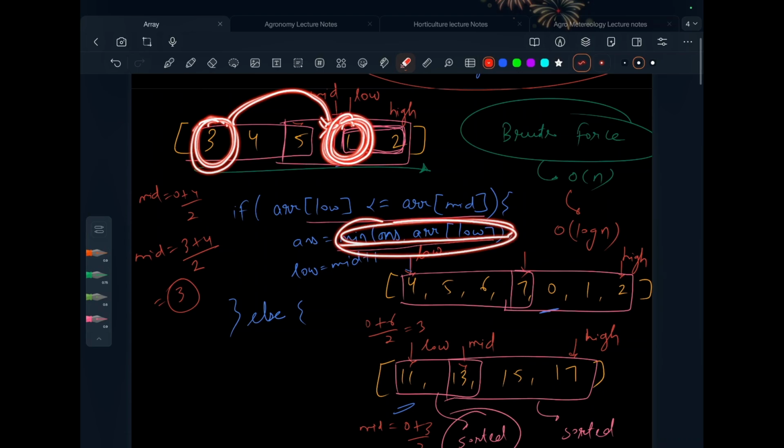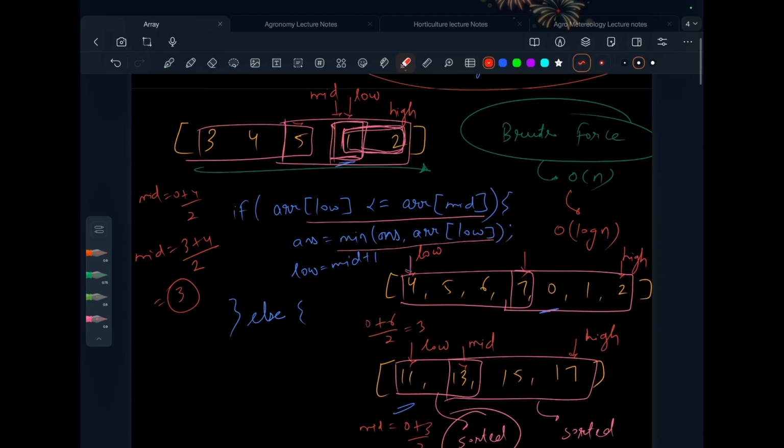So currently my answer is 1. Now again I can move my low. So this will continue. Basically we are shrinking our array, and every time we are shrinking, we are picking up the first value of that range, right? Because it is sorted, so the first value is the minimum for that range, right? So our answer will be 1 here.